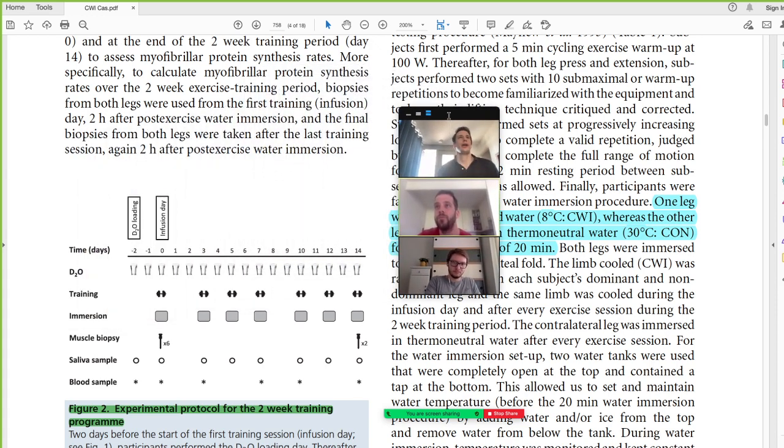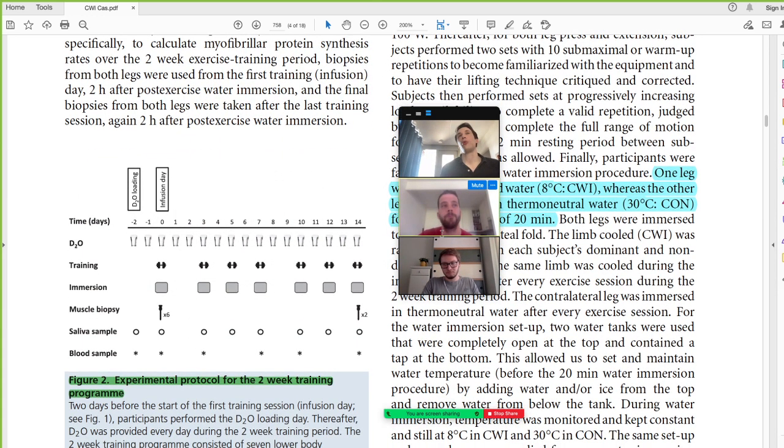Okay, so this is the 2-week protocol that was used. In this case, D2O is used, which is not a labeled amino acid, but it's labeled water. But the principle is the same. Normally this isn't present in your body, and you just want to see in these muscle biopsies how much of this ends up in that. That's a bit simplified, but again, the basic principle.